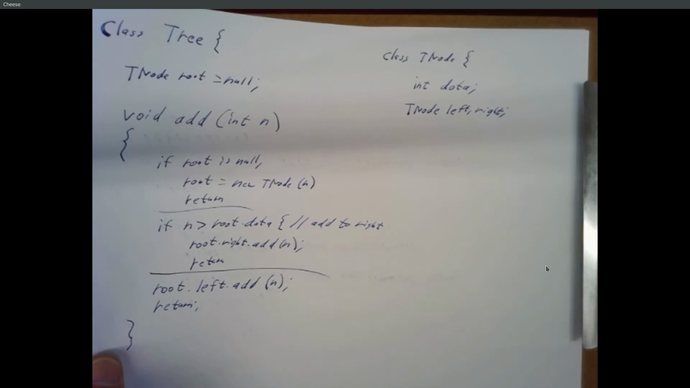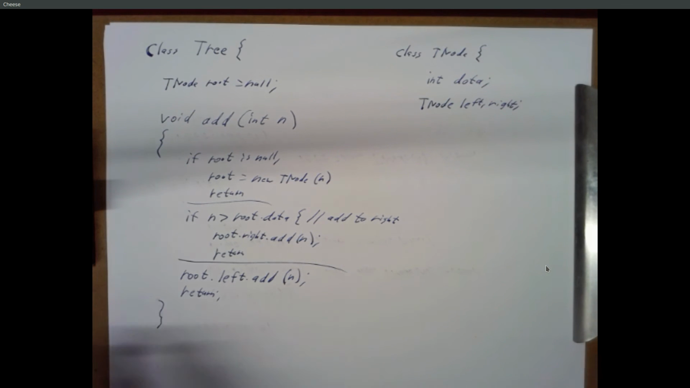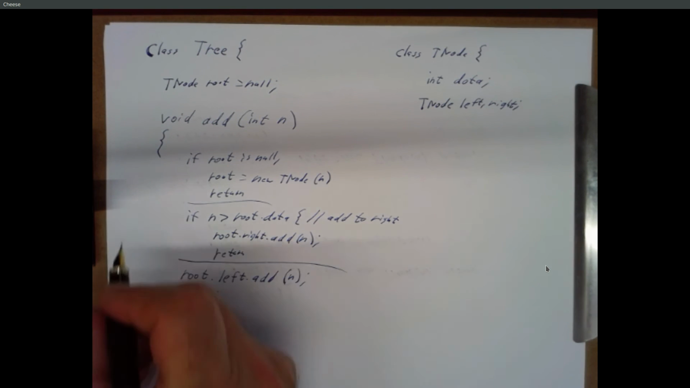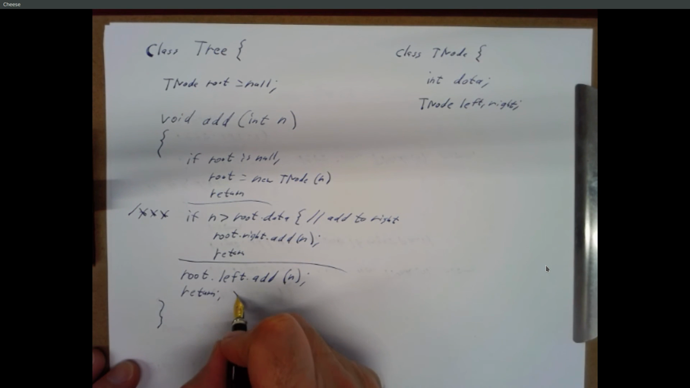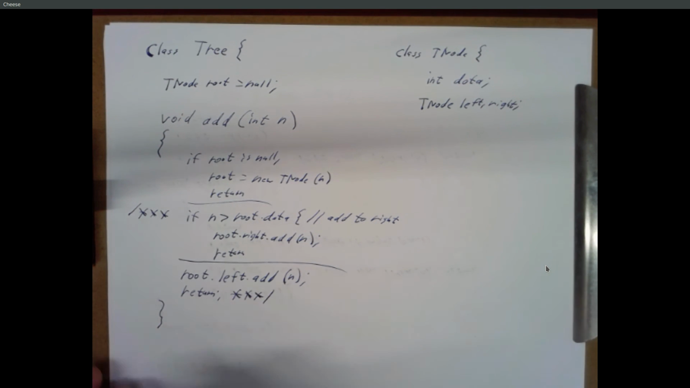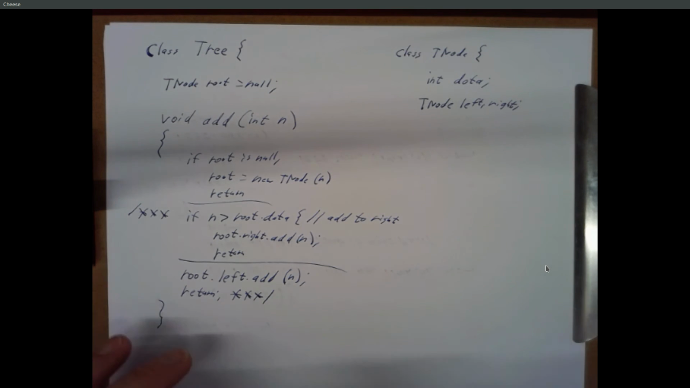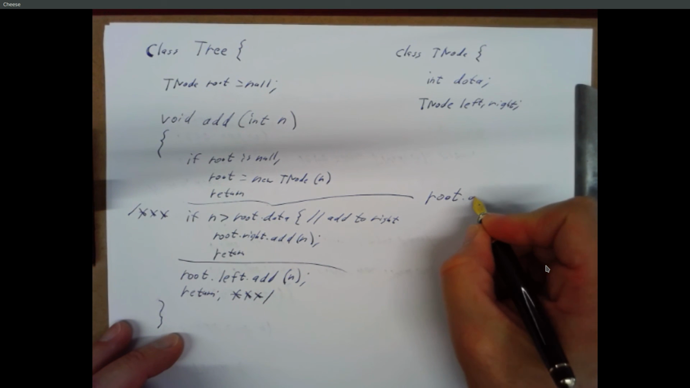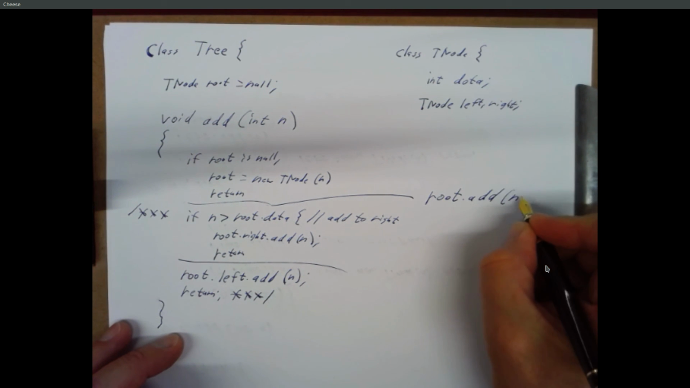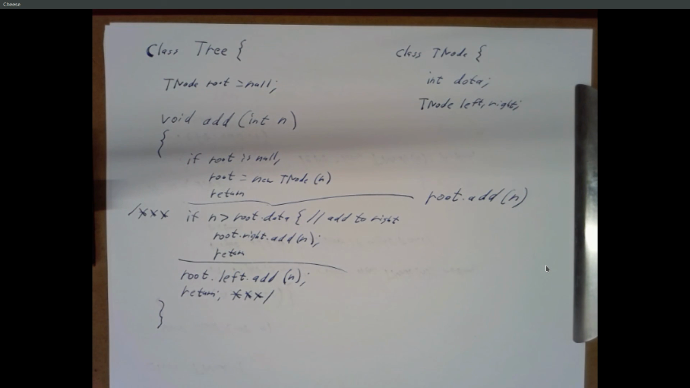Given that, we don't need all of this. Our add method in the tree class can certainly start off saying if the root is null, set the root to a new tree node and return. Otherwise, all we've got to do is call the root's add method.